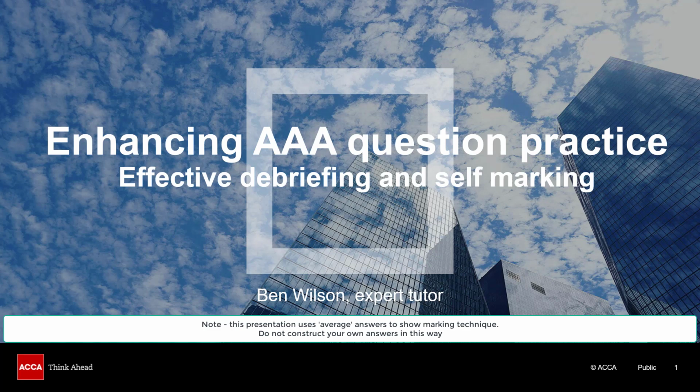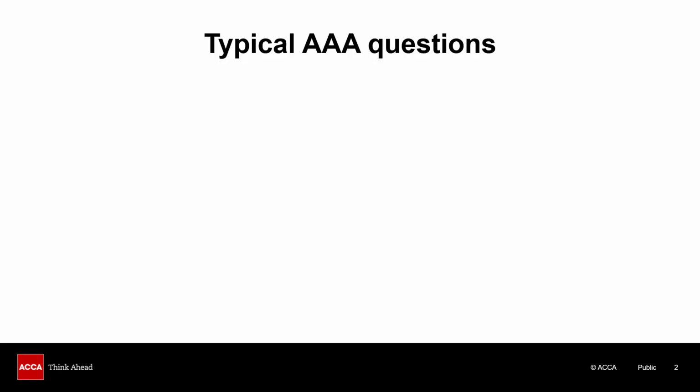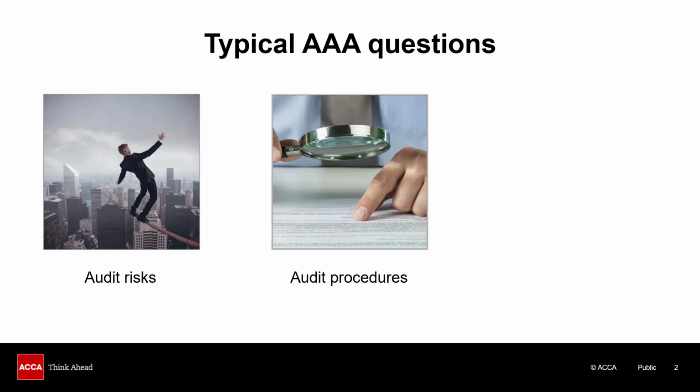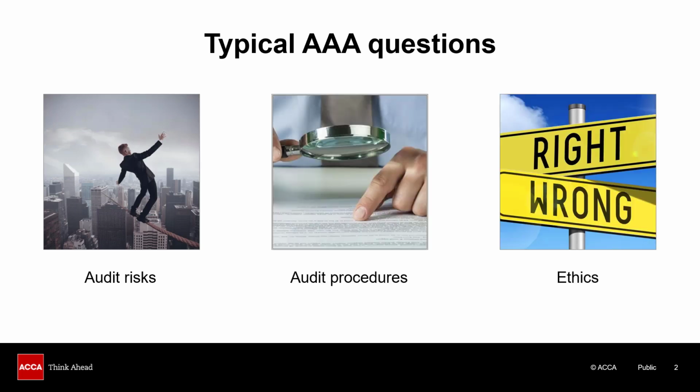We're going to take 3 different types of questions that typically come up in the AAA exam, and I'm going to show you how to mark them. My name's Ben Wilson, I'm an expert ACCA tutor, and I'm going to guide you through this session. So those 3 different types of AAA questions: we're going to start with audit risk questions, then audit procedures, and finally ethics questions. These 3 types of questions come up on virtually every AAA exam.